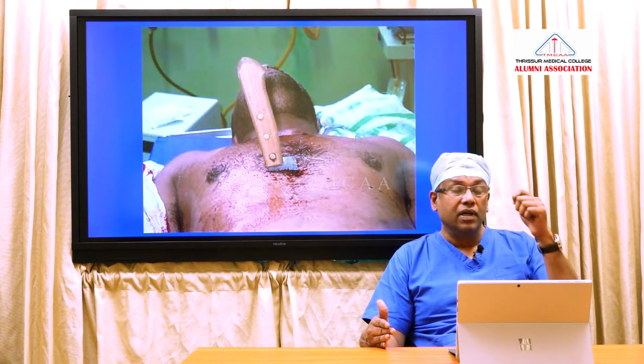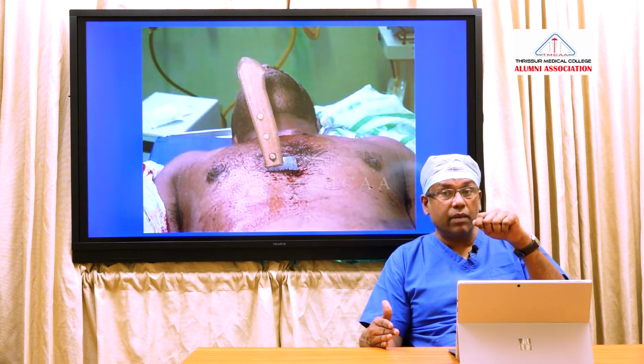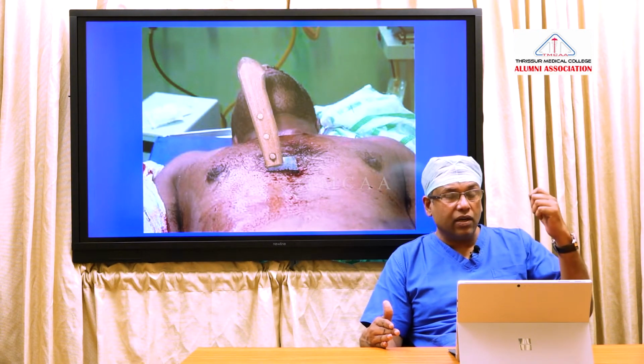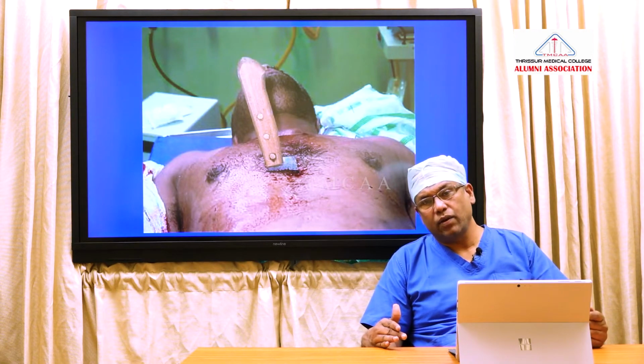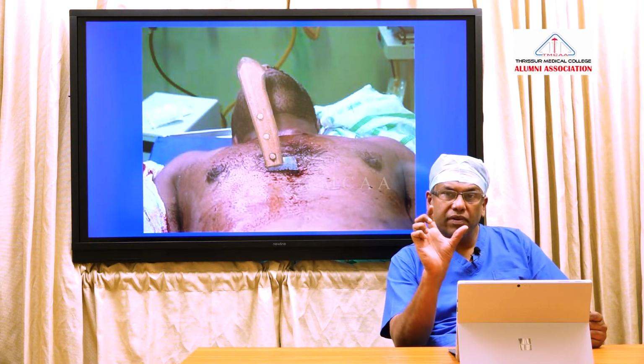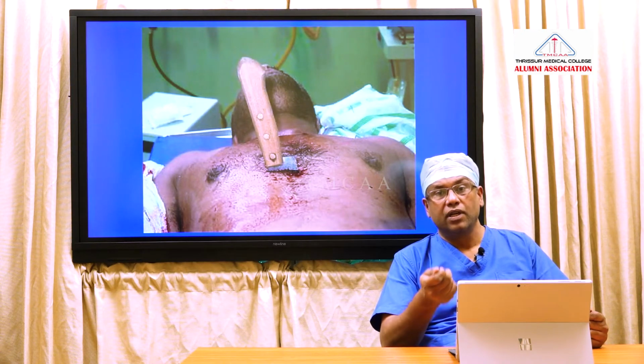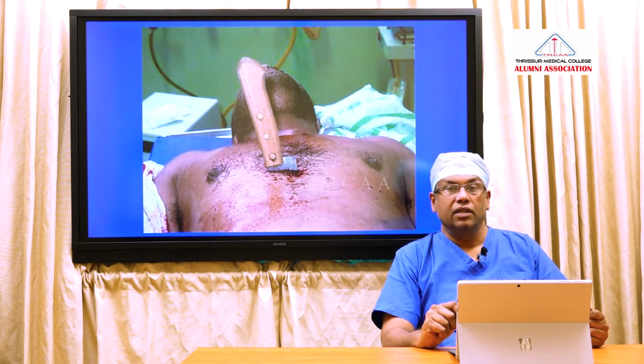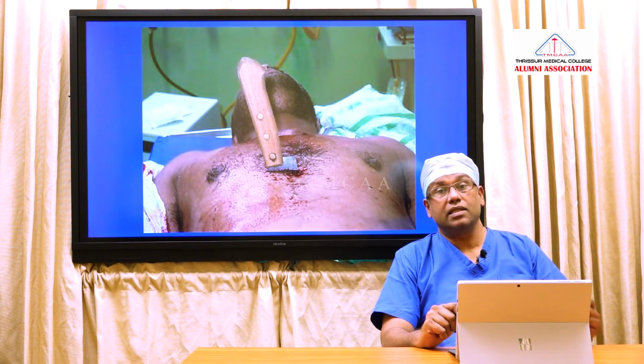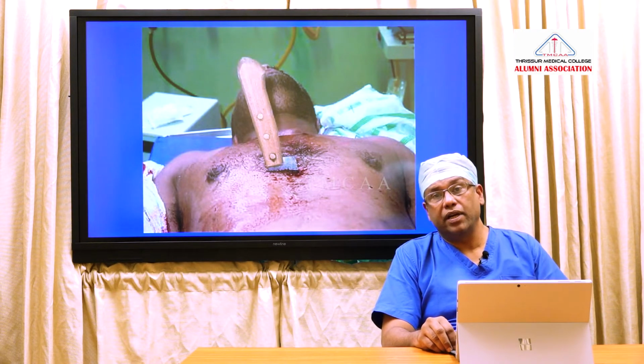Otherwise, what will happen? The tip of the instrument may be causing a tamponade to stop the bleeding. As you take it off, the patient will exsanguinate by rapid bleed. So you should have direct control of the tip of the instrument before you take out the stab knife or whatever penetrating object.